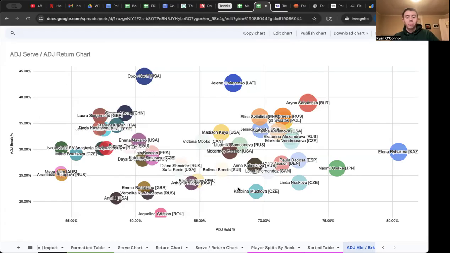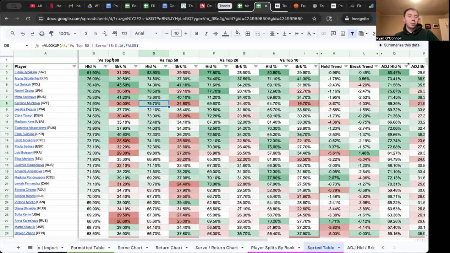So I'll quickly walk through how this all works out in the math, and then we'll dive back into the chart and see where everyone stacks up and what that really means. It's not that complicated. I'm sure there are more detailed ways to do this, but we're just looking at the hold and break percentages against top 100 players, top 50 players, top 20 players, and top 10 players. Then we're calculating the change, the slope, like in math, the difference between the different points, and using that information to adjust their hold and break percentages.